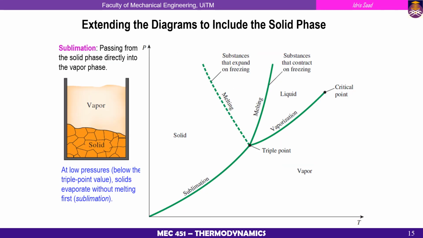When we want to include the solid phase in the phase changing process, for a certain substance such as firewood, it will change directly from solid to gas without passing through the liquid phase. This is called sublimation. Sublimation occurs at pressures and temperatures below a substance's triple point in its own phase diagram, which corresponds to the lowest pressure at which the substance can exist as a liquid.